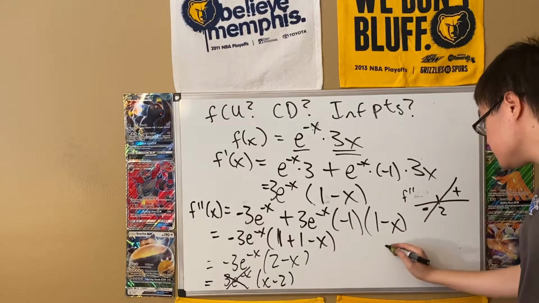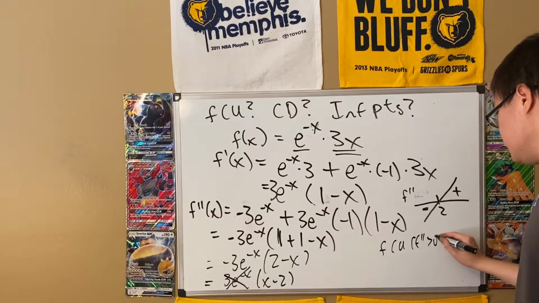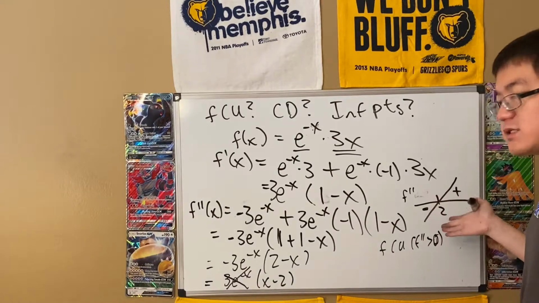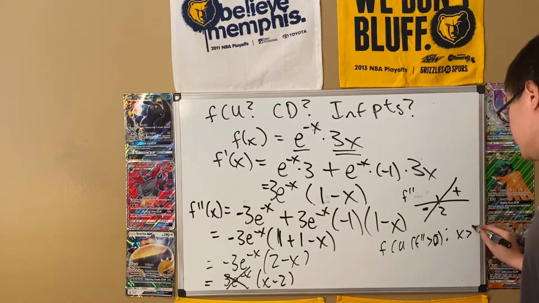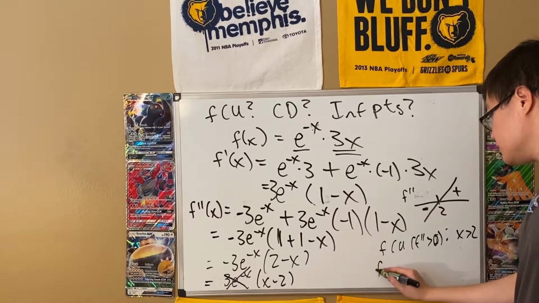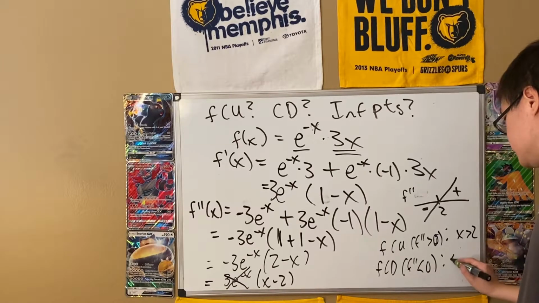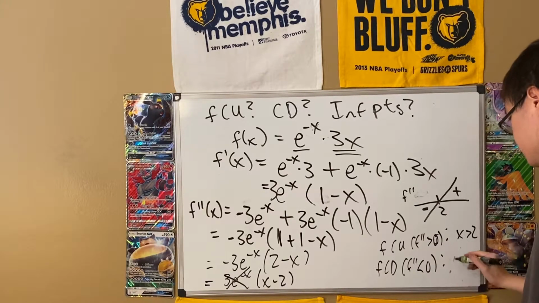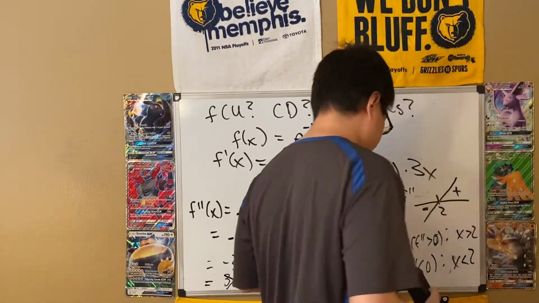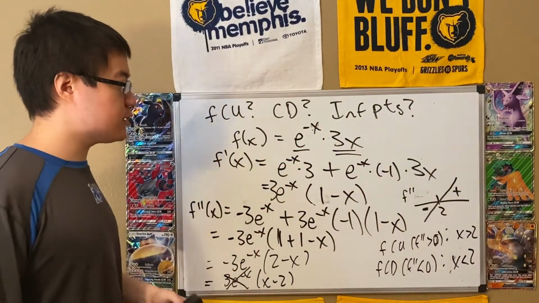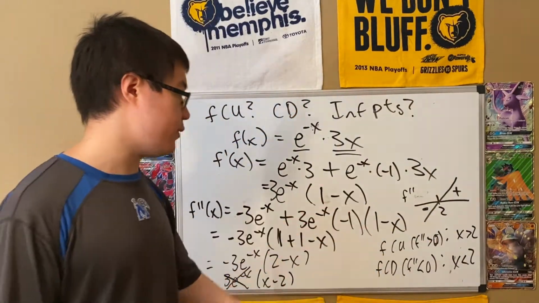Let's answer the questions. F is concave up when f double prime is positive. So that's from x bigger than 2, where you can say 2 to infinity. So I'm going to write x bigger than 2 because that could be the multiple choice answer. F is concave down when f double prime is negative. That's x smaller than 2. Another way to say this is negative infinity to 2. And then finally, what's the inflection point? Well, the inflection point is this point right here, 2, because it's going from negative to positive.